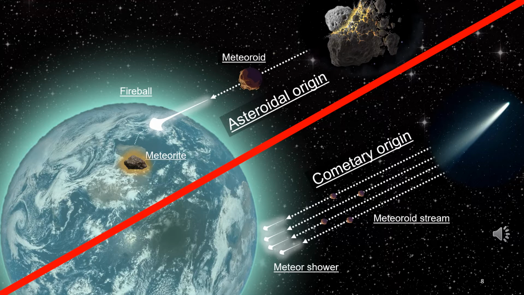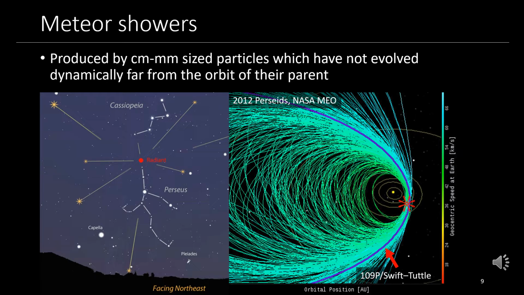Comets have trails that produce lots of small pieces, a cloud of space dust called a meteoroid stream. If a lot of meteors can be noticed coming from the same spot in the sky during a period of time, we call that event a meteor shower. A meteor shower produces centimeter to millimeter sized particles which have not evolved dynamically far from the orbit of their parent body. For example, the parent body for the Perseids is comet Swift-Tuttle.